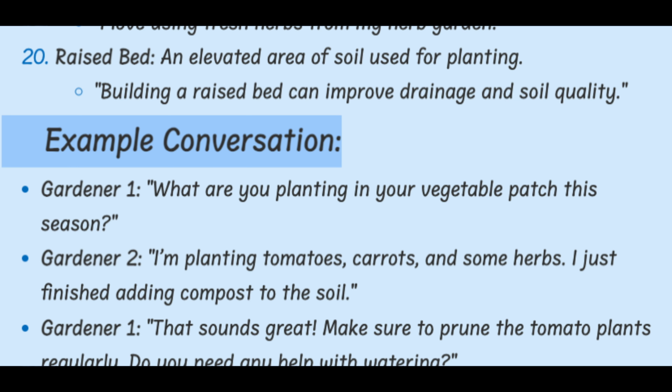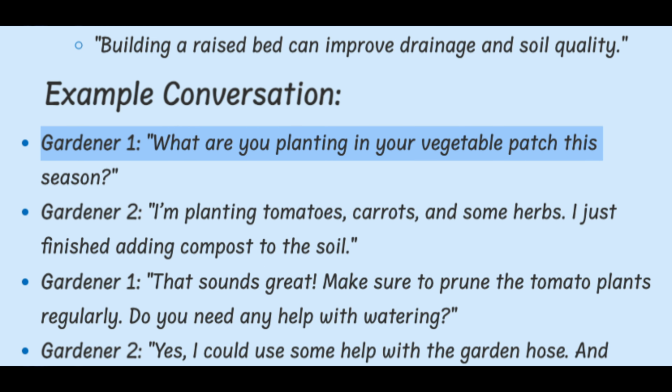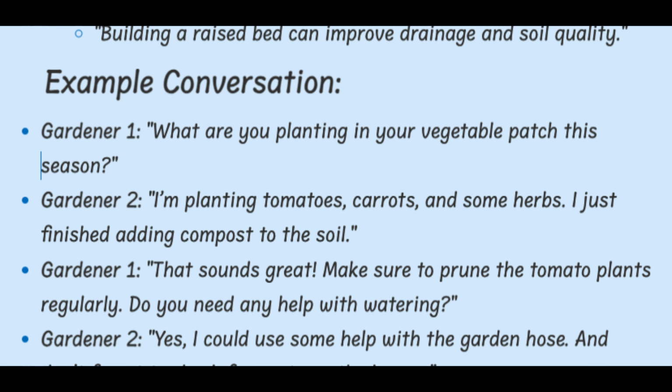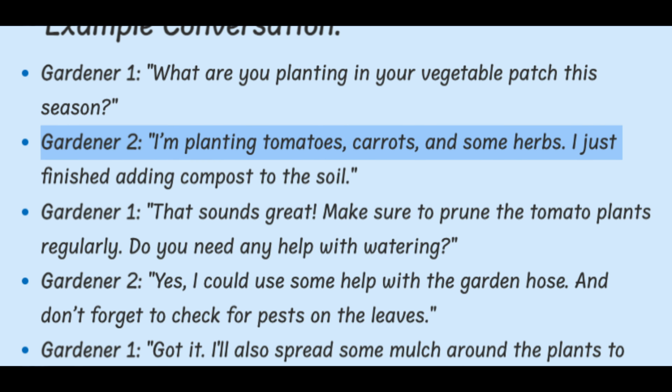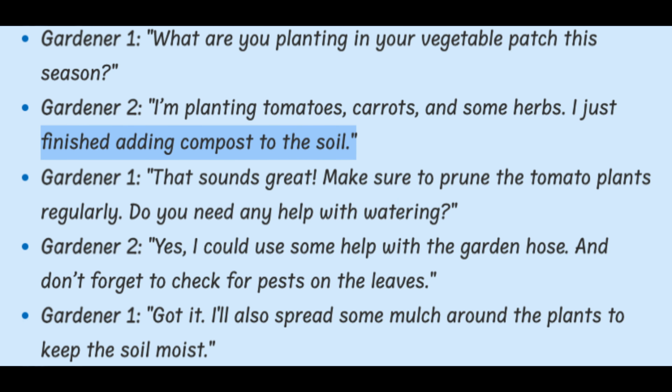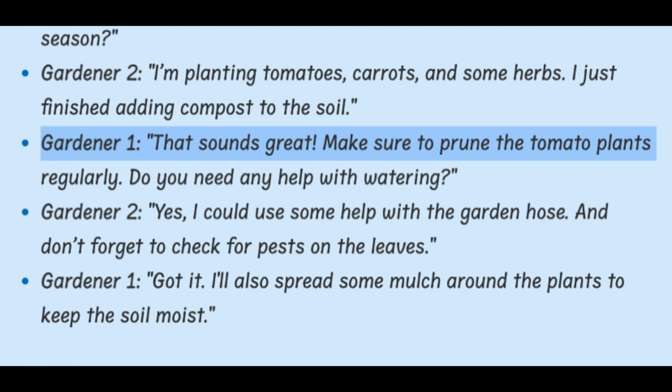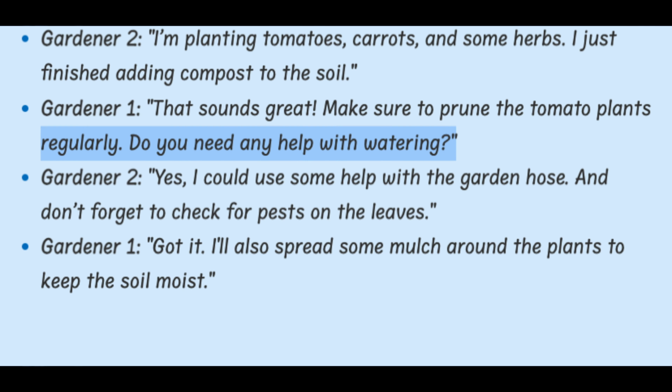Example conversation. Gardener 1: What are you planting in your vegetable patch this season? I'm planting tomatoes, carrots, and some herbs. I just finished adding compost to the soil. That sounds great. Make sure to prune the tomato plants regularly. Do you need any help with watering?